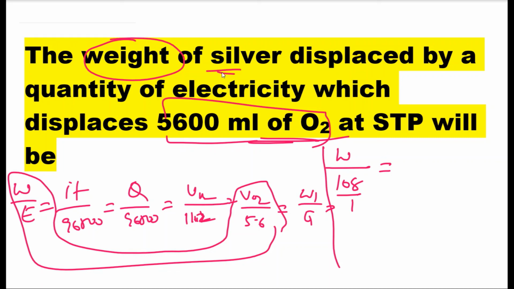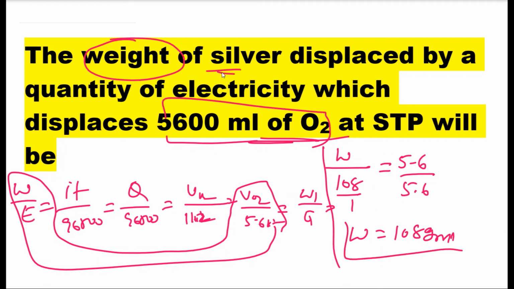Then the volume of O2 is already given. It is 5,600, and you need to convert it into liters. Then it becomes 5.6. 5.6 by 5.6, I already told you, 5.6 liters. So this becomes 1. Then W is 108 grams. I hope it is clear. This is a very simple problem. I hope you understand model problems and everything. Okay, then Faraday's last problem. I hope you never feel difficulty. Thank you.